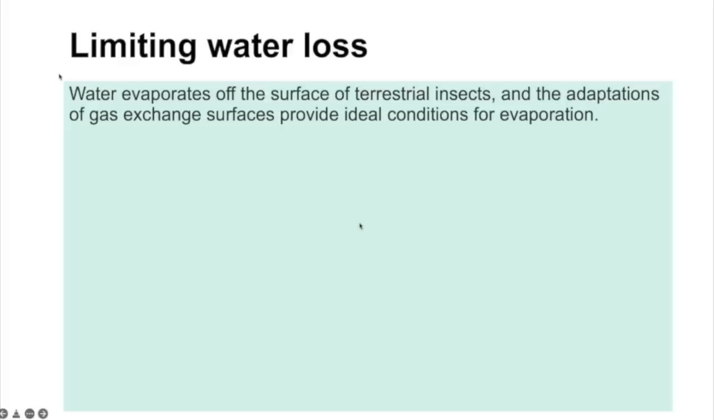Now, the next challenge that the terrestrial insects have to overcome is limiting the amount of water that is lost at these gas exchange surfaces, because a gas exchange surface is also ideal for evaporation, and they do not want to be losing excess water.